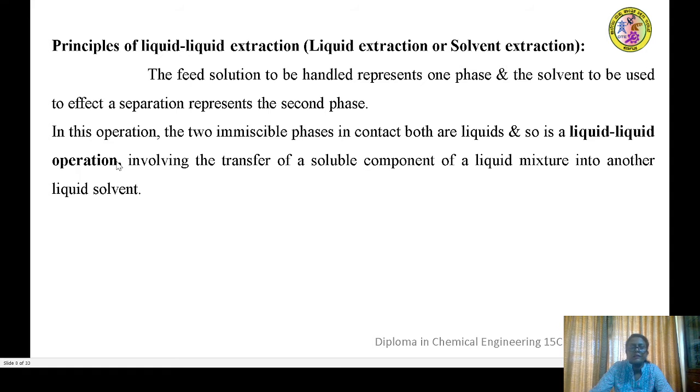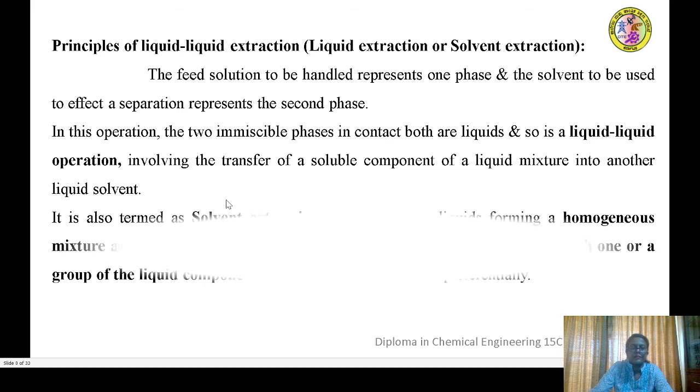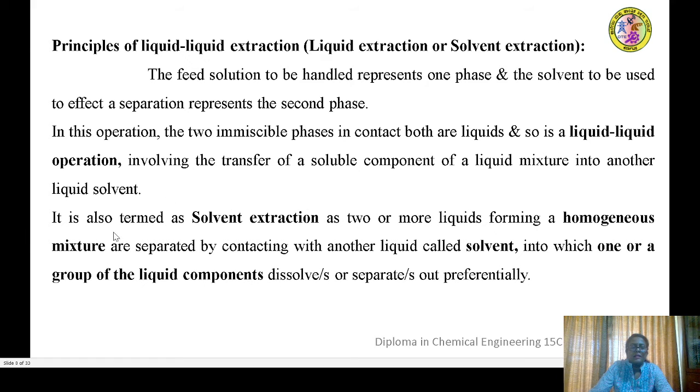So it is a liquid to liquid mass transfer operation that involves the transfer of a soluble component of a liquid mixture into another liquid solvent. Sometimes we also call liquid extraction solvent extraction, because the solvent used in the operation will have a close affinity to one or a group of the components from the original solution.